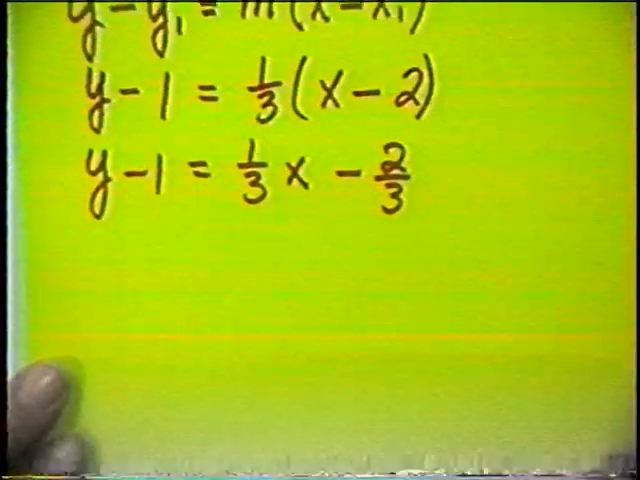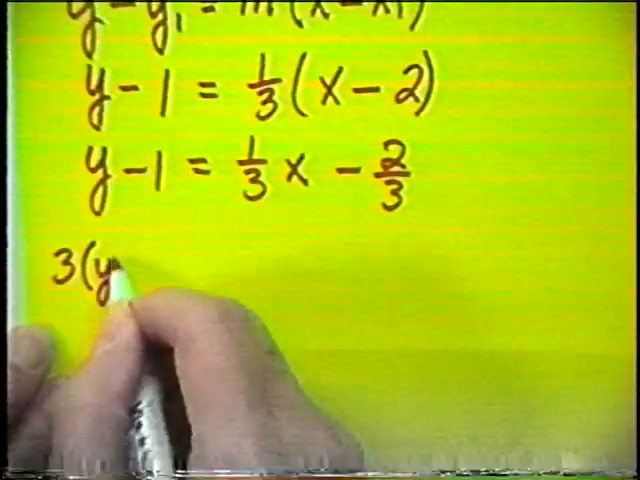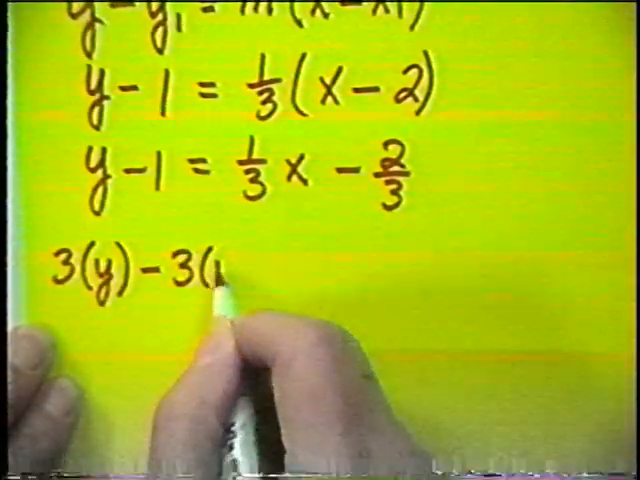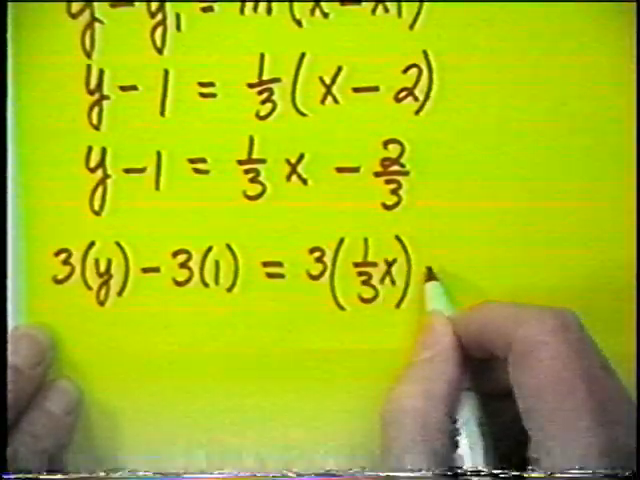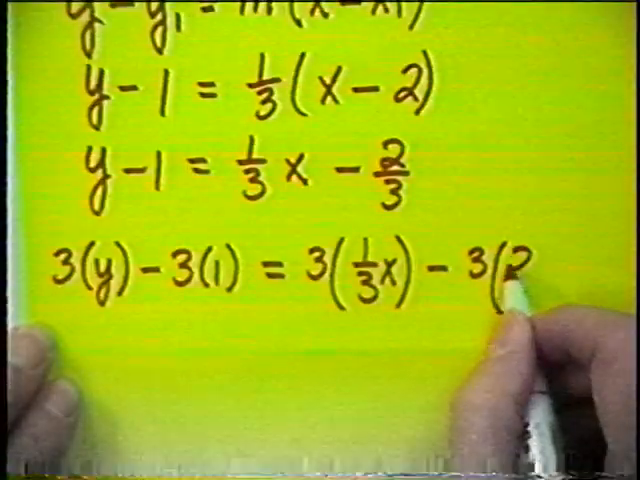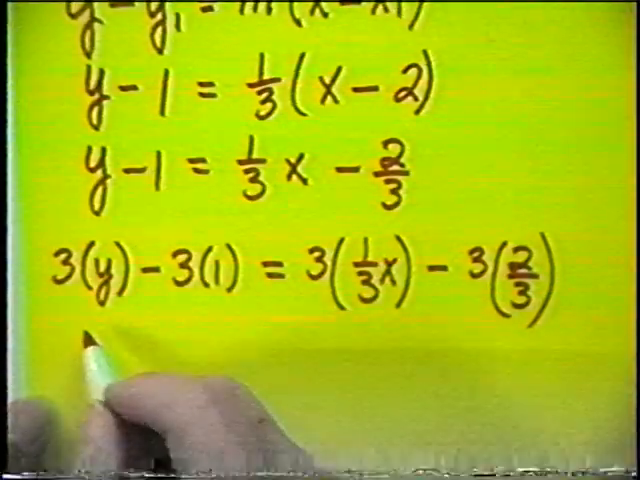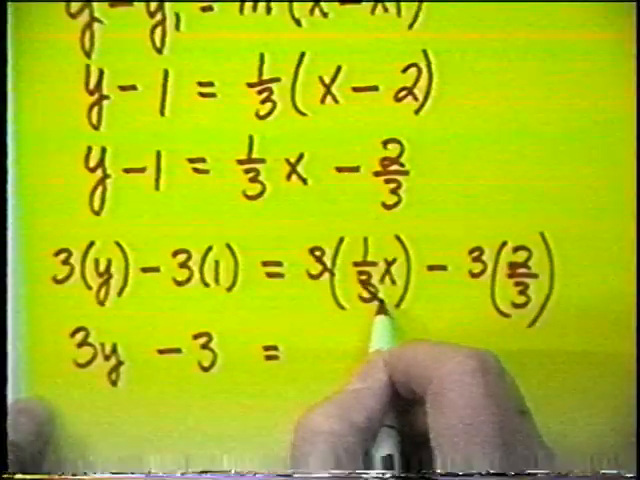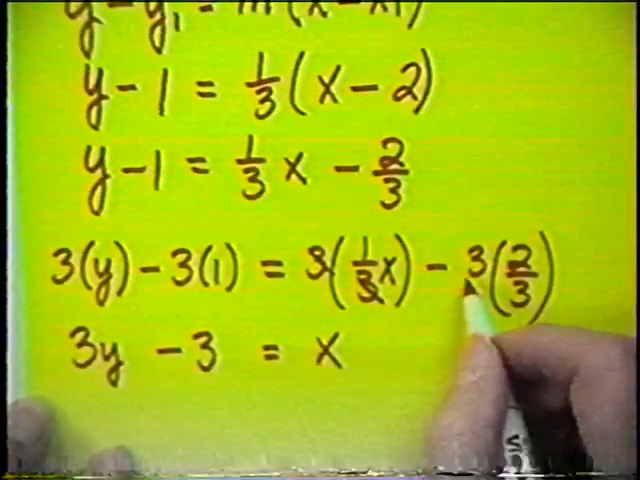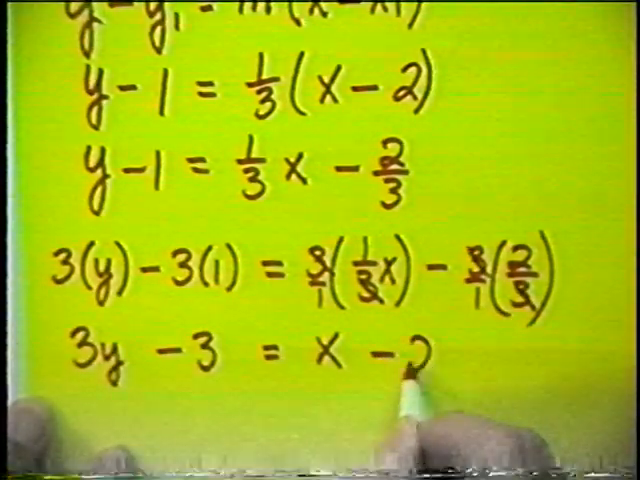Then I'd remove the fractions next, and the common denominator is 3, so take 3 times y, and 3 times 1, and 3 times 1/3 x, and 3 times 2/3. The signs are going to stay the same as what they were. So we're going to have 3y minus 3 equals, this will cross out and I'll have 1x, or x. It's the same as over 1 if you want to do that, and this crosses out and it'll be 2.